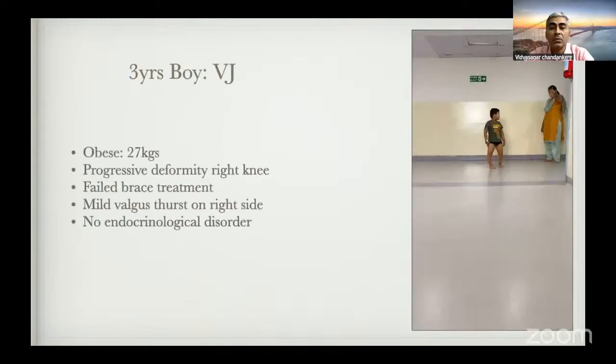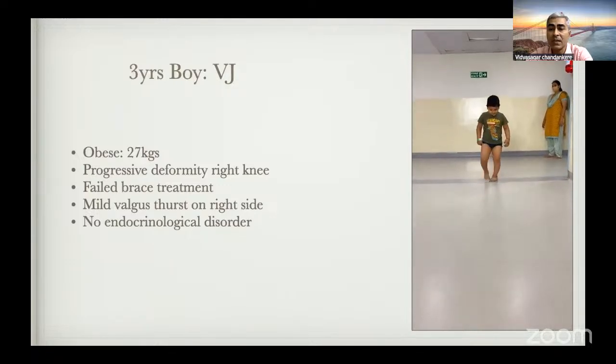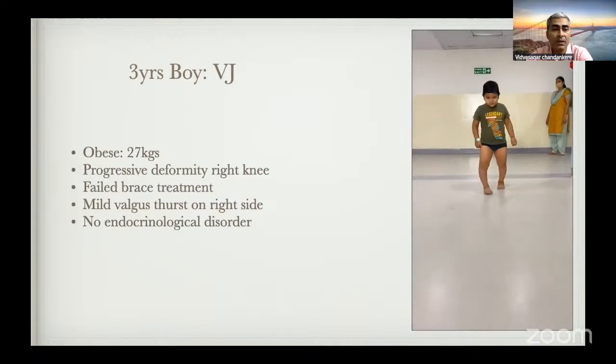Okay, yeah. So we'll go to this case, which is a little interesting. So this is a 3-year-old boy, obese for his age, an early walker. He walked at about 9 months, and has bilateral genu varum. They used braces, but the braces didn't work out, it seems. Otherwise, endocrinologically normal. So this is the gait he has. So they came with right side deformity. He has a mild deformity on the left as well.